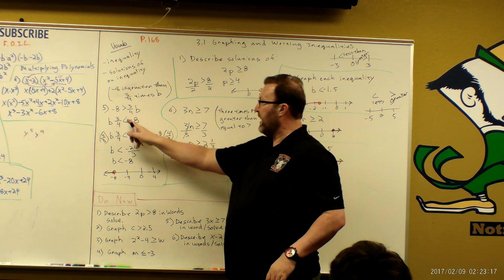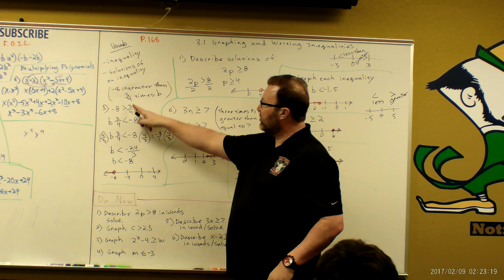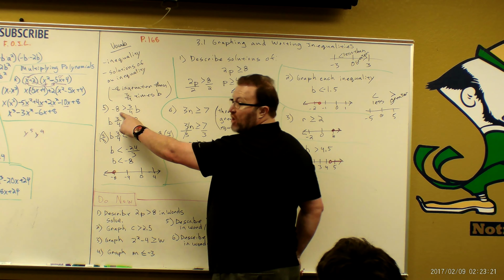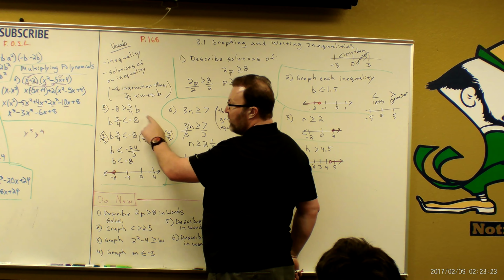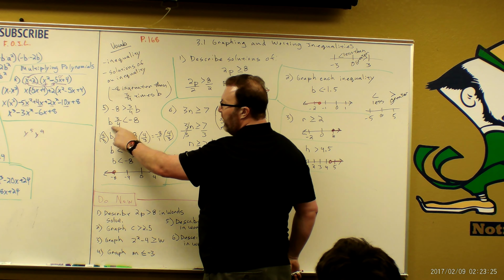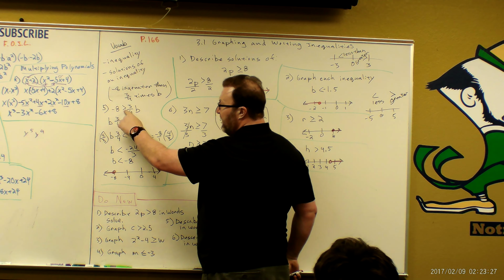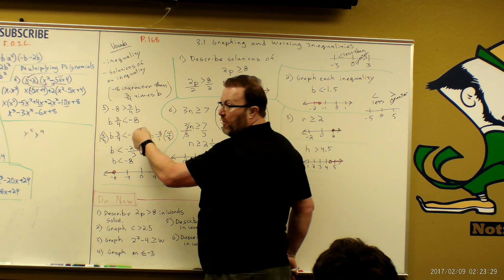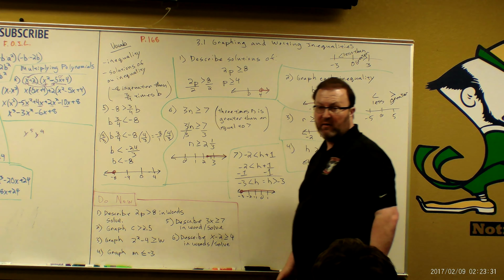Okay? So notice, it's 3/4, but it's closed and it's open to the -8, right? So I'm just going to rewrite it. 3/4 B, or B 3/4, same thing. And it's open to the 8. We want the variable up front. Is that clear?